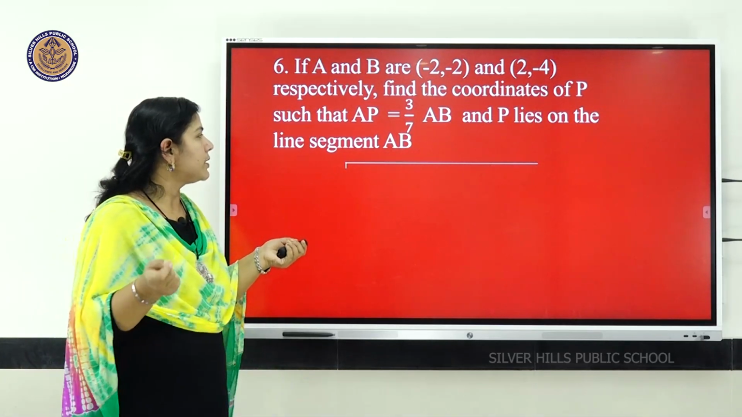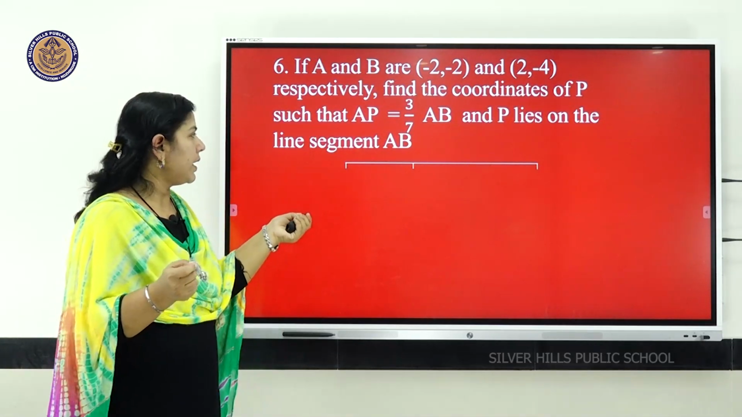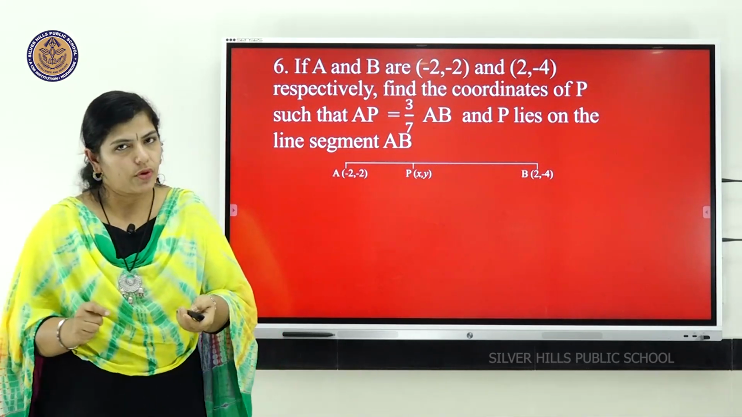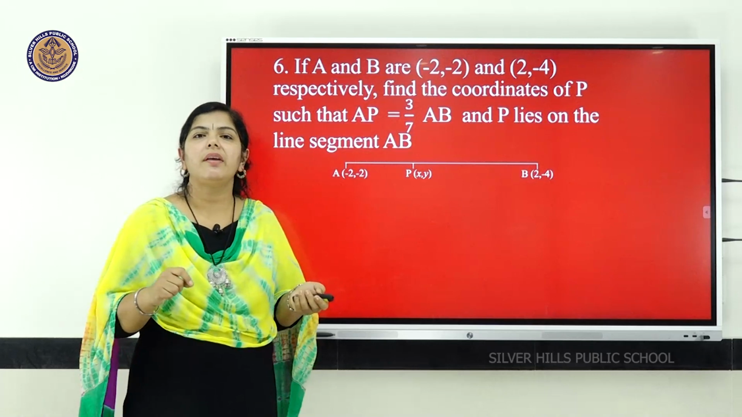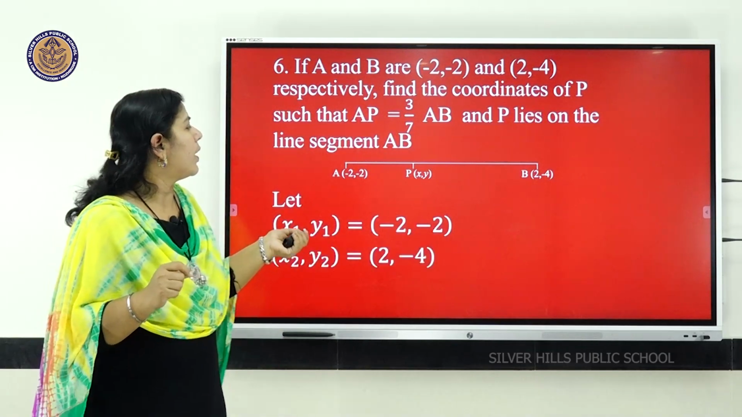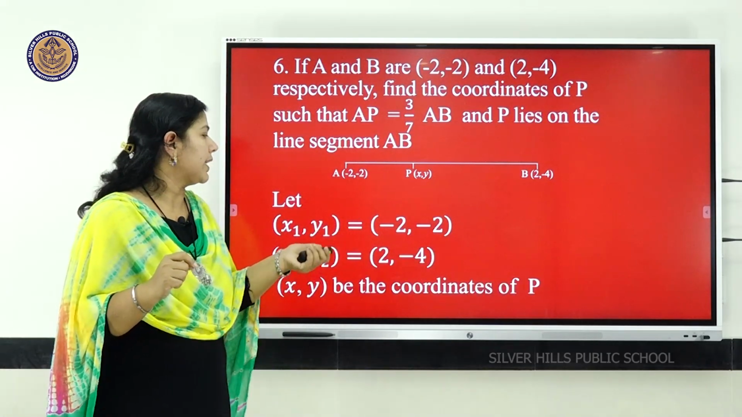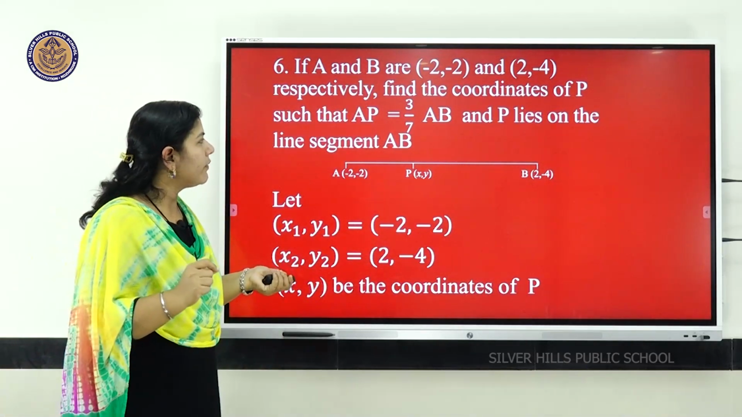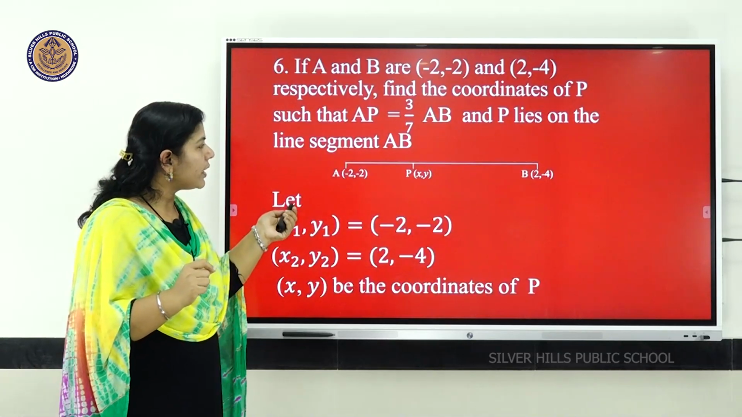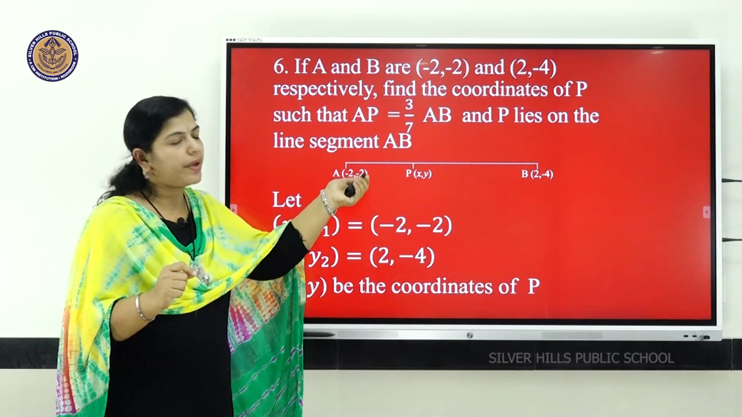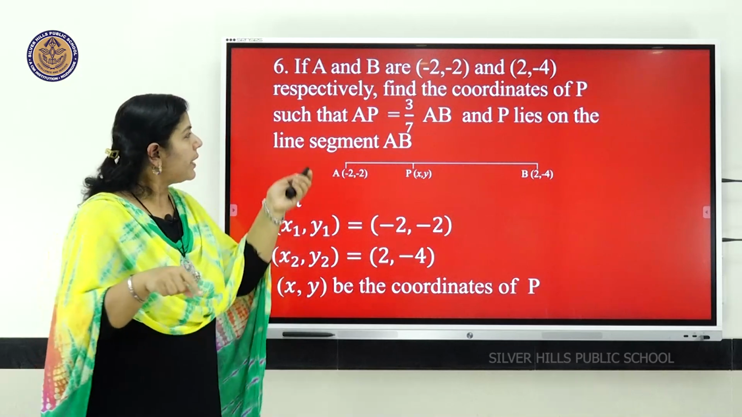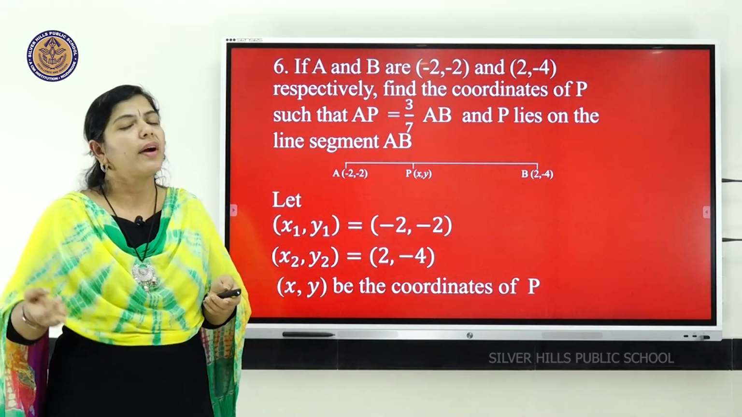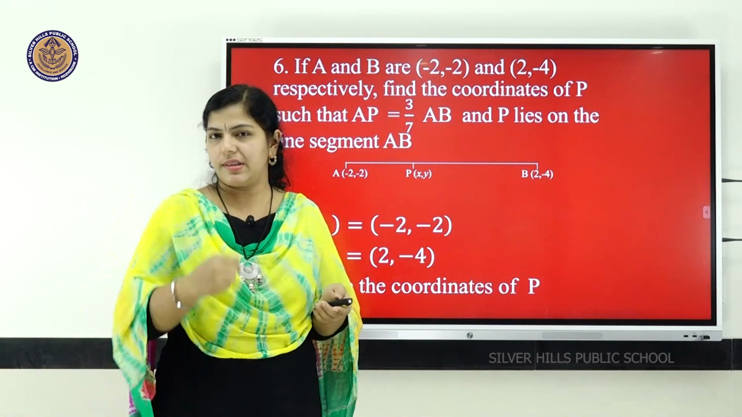So, let us see how. We will just see the line segment, that is, A (-2, -2), B (2, -4), and the point of division P we will take as (x, y). Let (x, y) be the coordinates of P. And what is given, we will write. We want to find the ratio AP to PB to use the section formula, but here we are given AP equals 3/7 AB. So, how to find AP by PB, we will see.